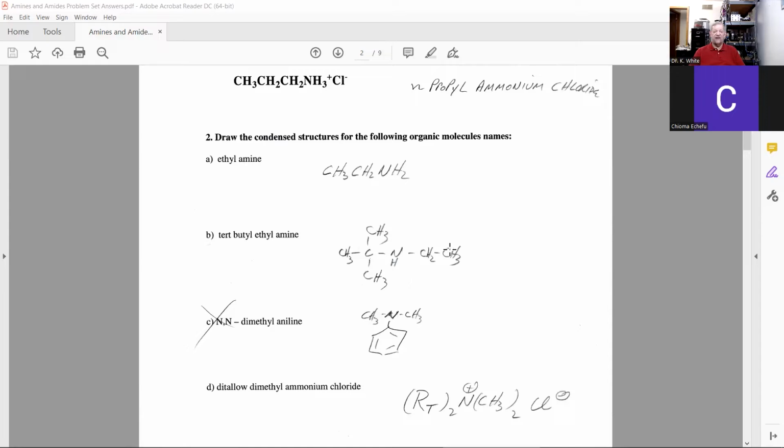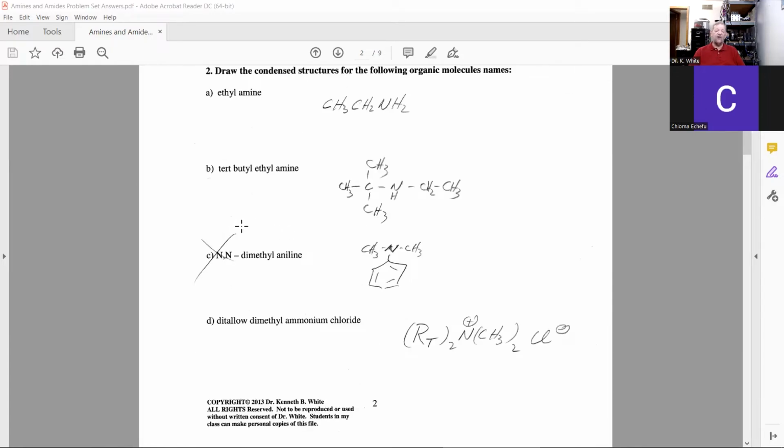Now here, draw the structure. Well, here's ethylamine. Start from the right, go left. Amine, nitrogen. What's on there? Ethyl and t-butyl. Cross off C. I shouldn't have put that down. Cross it off. No, don't do it.